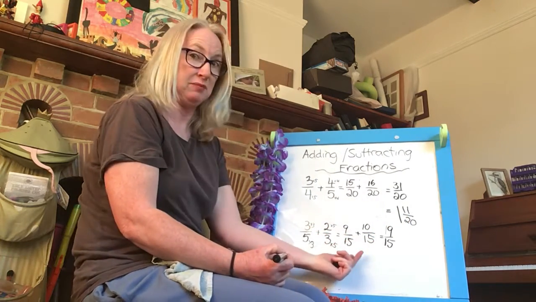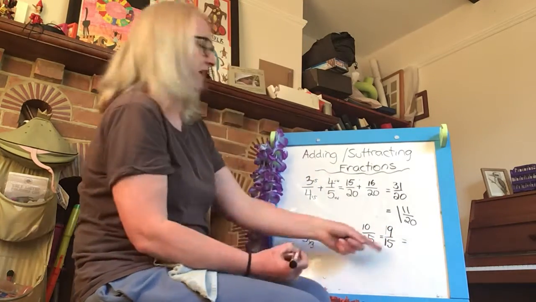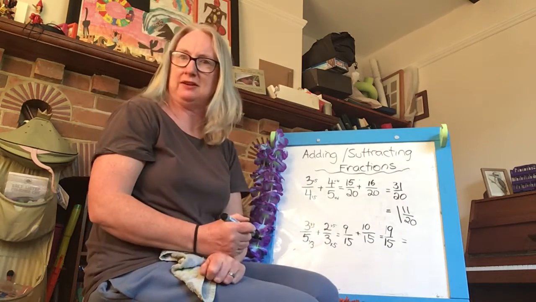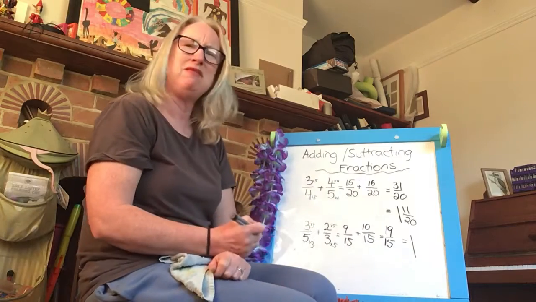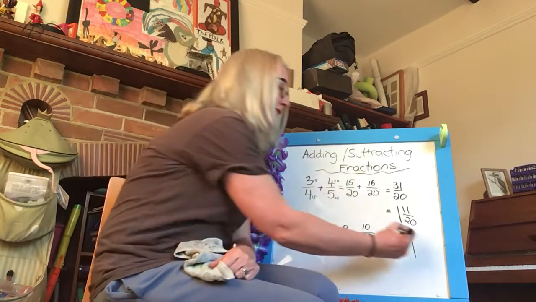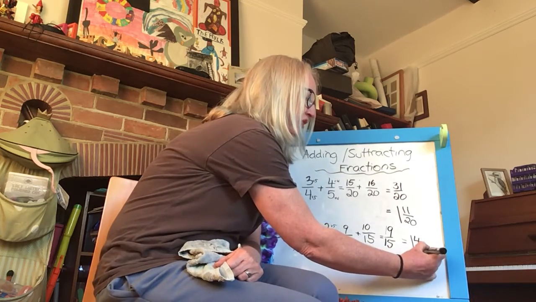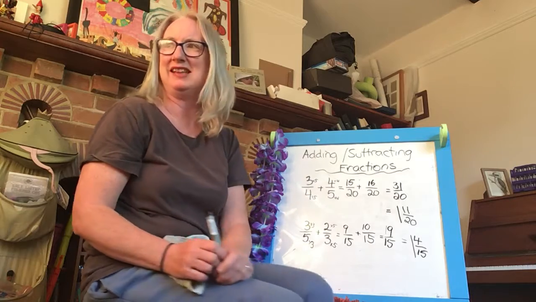Notice we don't add the bottoms because they are just fruit. But we're top heavy. So to make 1 whole bag, we need 15 out of 15 to make 1 whole bag. How many remainders do we have? Well, we have 4 remaining, 4 out of the 15 that we chose. So 1 and 4/15 is our final answer.